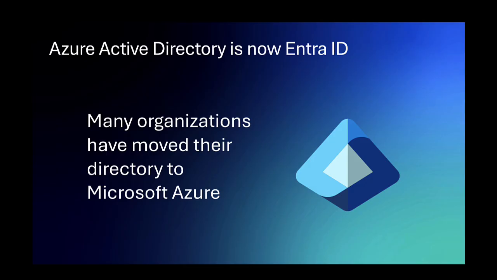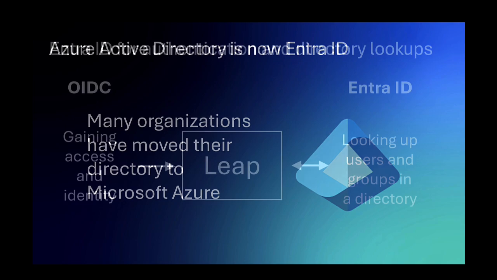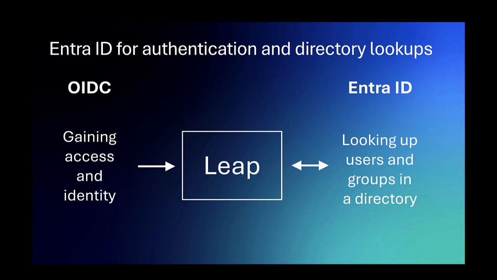What was previously called Azure Active Directory is now called EntraID on the Microsoft Cloud. So for organizations that have moved their directory to Microsoft's cloud, it might make sense for them to use EntraID for OIDC as well as for directory lookups.